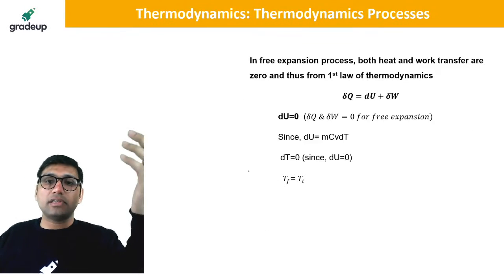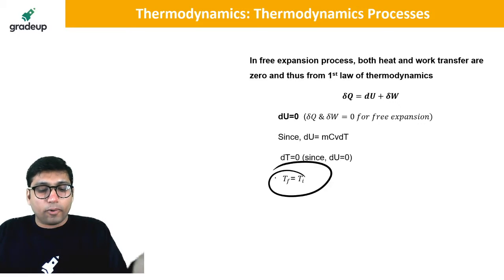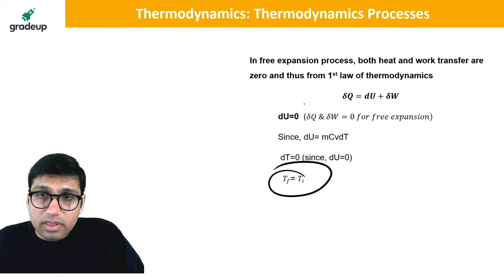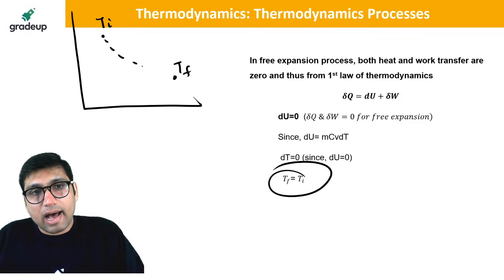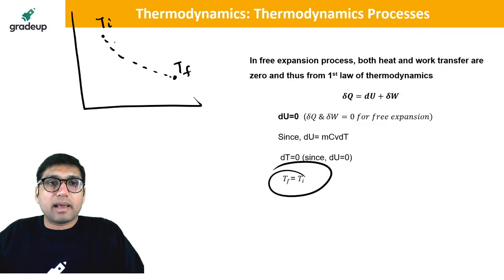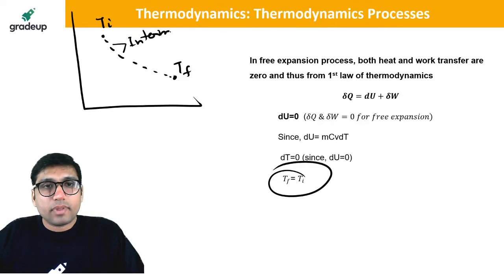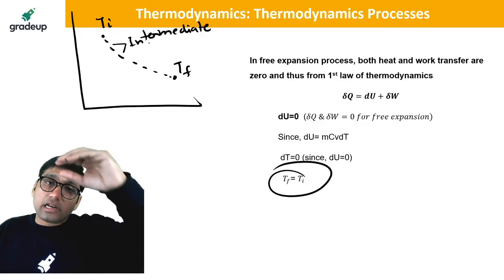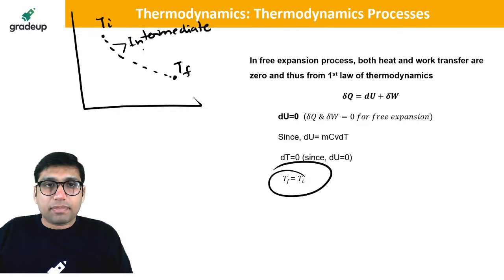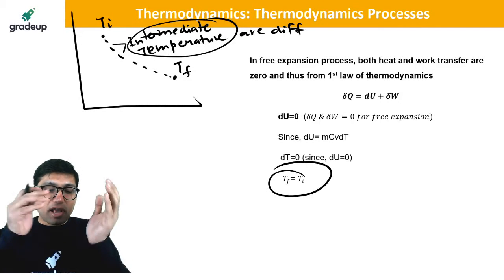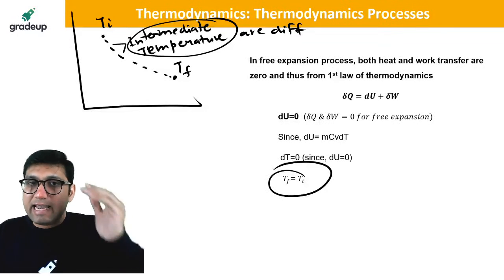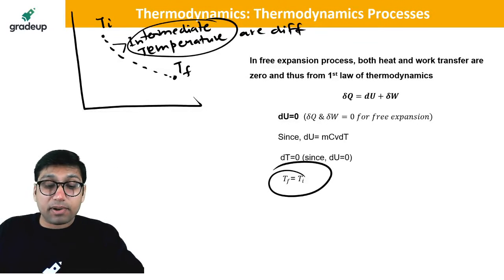So is this free expansion process an isothermal process? No. Free expansion process is not an isothermal process. Initial temperature may be equal to final temperature, but intermediate temperatures are not the same. In isothermal process, temperature remains constant throughout the process, but in free expansion process, the intermediate temperatures are different. So that is why free expansion process is not an isothermal process, while initial and final temperature are the same.